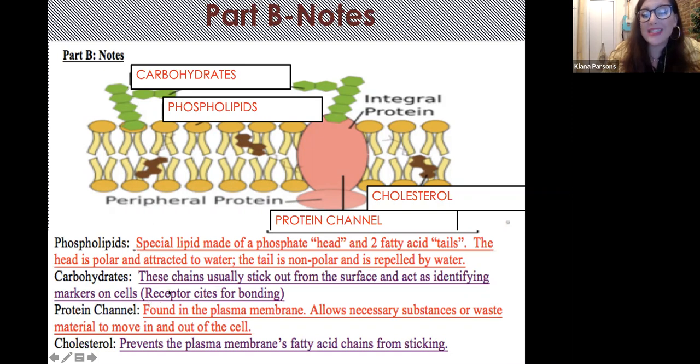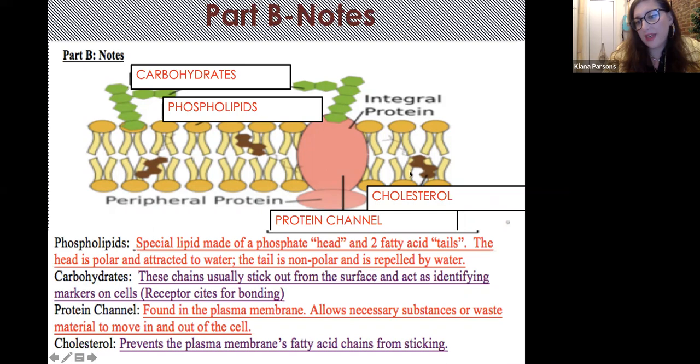So these are receptors, receptor sites for bonding and for chemical communication within the organism and between cells. Protein channels, which are involved in active transport, are found in the plasma membrane. And remember, plasma membrane just means cell membrane, and allows necessary substances or waste materials to move in and out of the cell. And cholesterol, that prevents the plasma membrane's fatty acid chains from sticking, right?